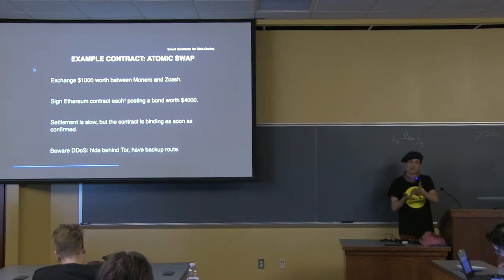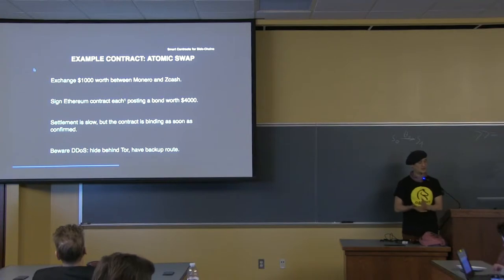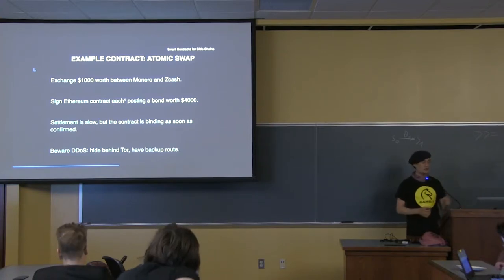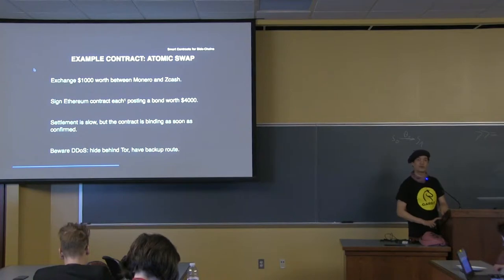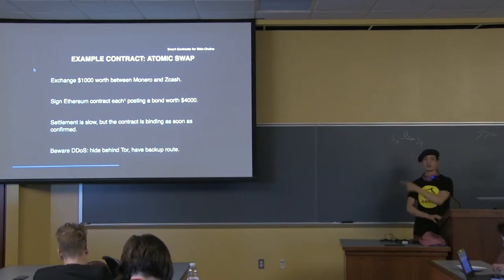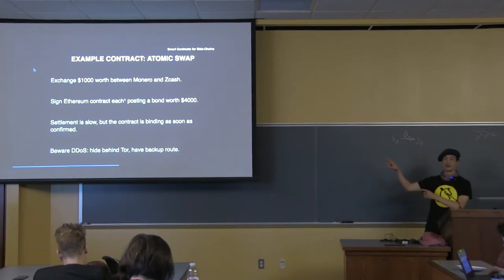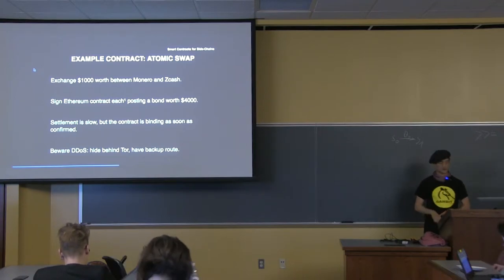But as soon as the contract is signed, you're bound. You know that you'll do the right thing, and the other person knows that he'll do the right thing. So as fast as you can sign this thing, you're bound. And you can be confident that even if the right thing doesn't happen, you'll be compensated. To the point that you really want to hide behind Tor. Because one strategy for the bad guys now is to have you sign this contract and then DDoS you to death so you can't fulfill it. And then they get compensated more in Ethereum than they would get by getting your Zcash or your Monero. So if you're going to sign a contract like that, be sure you have a secondary backup route to the internet in case you're DDoSed to death.